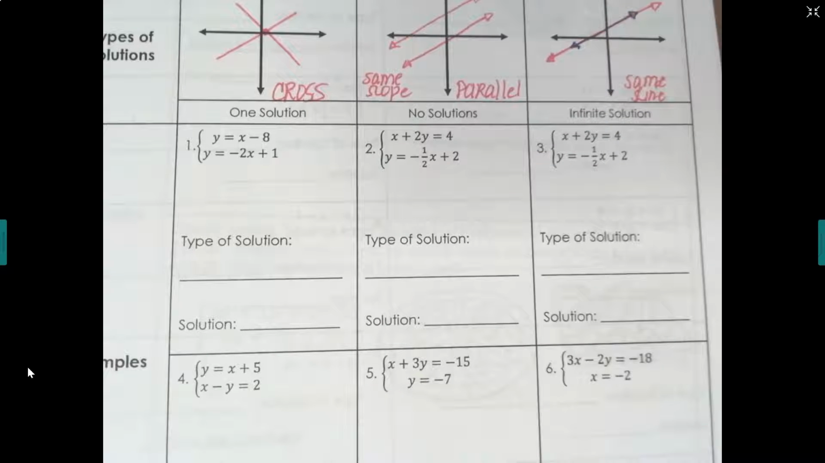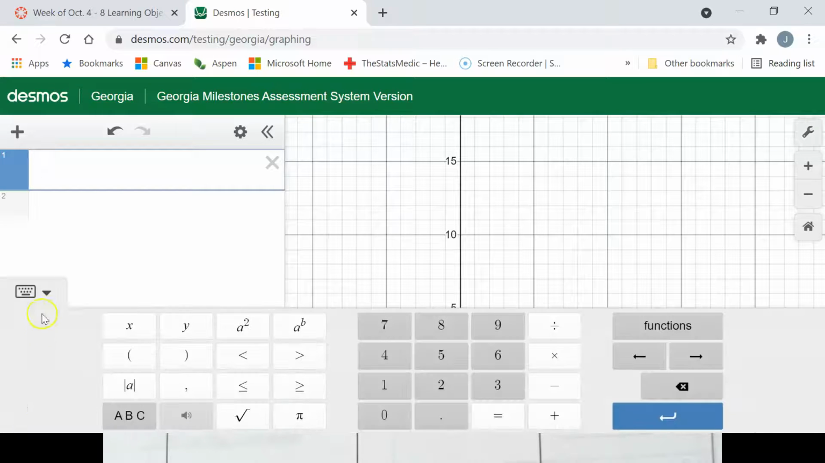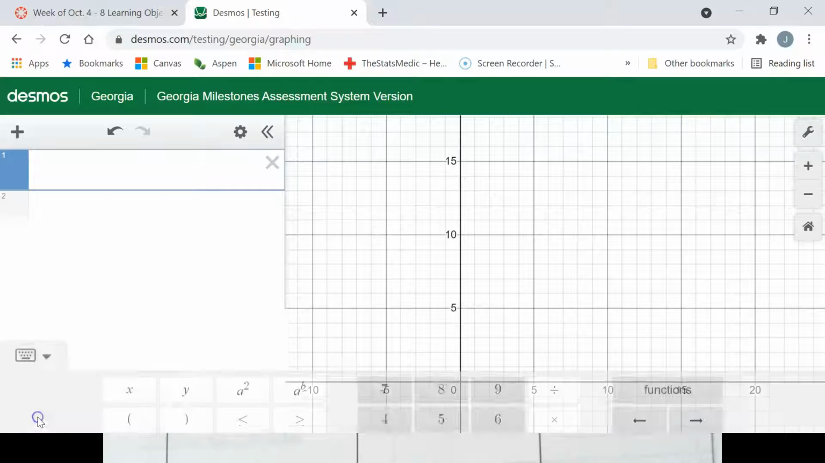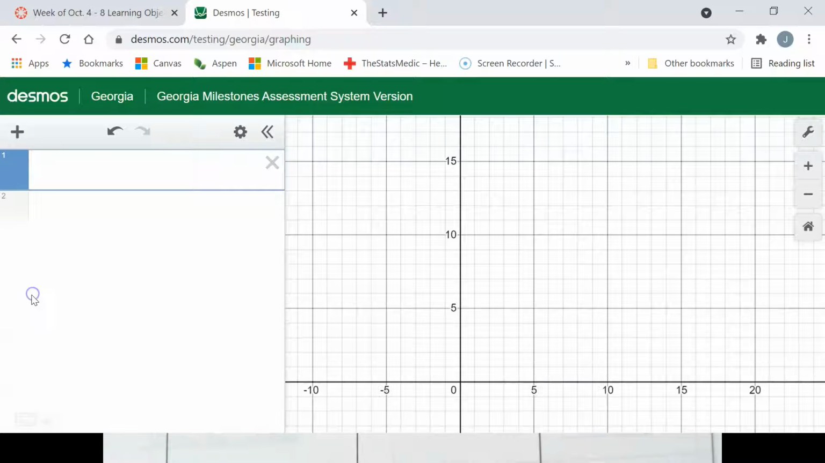All right, we're going to try our first example here. And I'm going to pull up my Desmos. So this is the Desmos.com Testing Georgia Graphing Calculator. You can do this two ways. If you're on your phone, you can just tap the keypad. You can open it up with this little guy here, and you can type everything in here. I'm using a computer, so I'm going to use my keyboard. So you won't see me typing it in, but you'll see it show up on the screen.